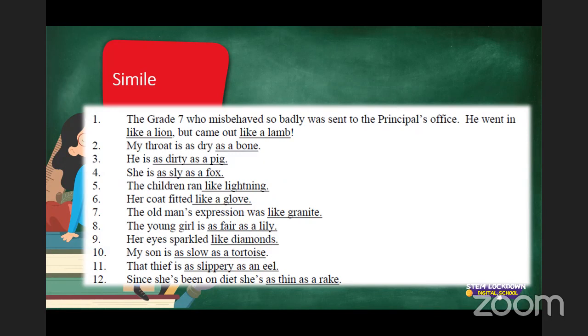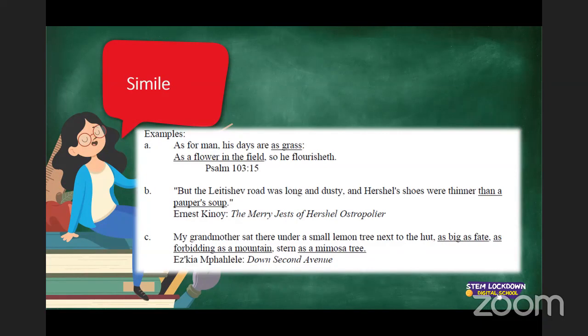My son is as slow as a tortoise. And then that thief is as slippery as an eel. Since she's been on a diet, she's as thin as a rake. Okay, so these are just a few cliches that are used. And we see more examples here of similes.